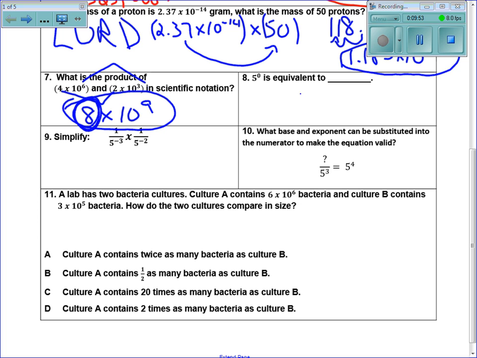5 to the 0 is equivalent to 1. Anything to the 0 power is equivalent to 1. Anything. Just make sure you know that.